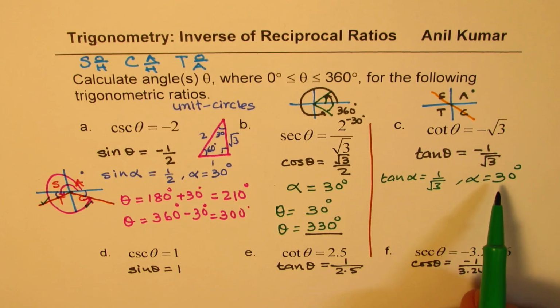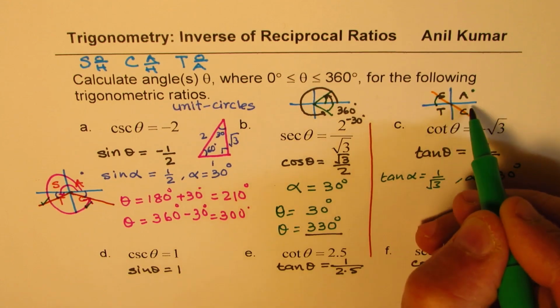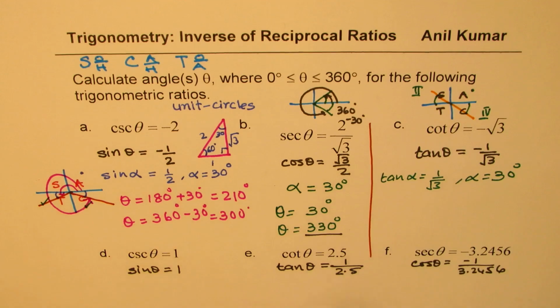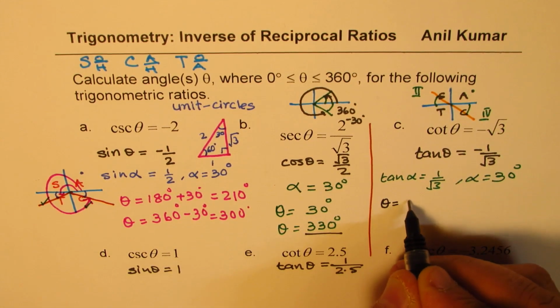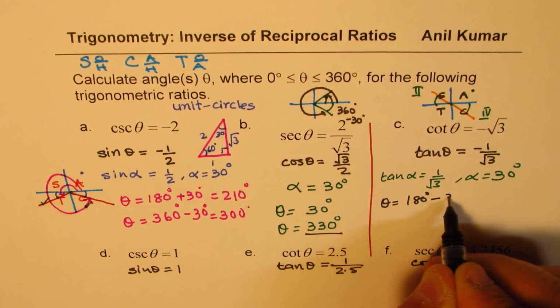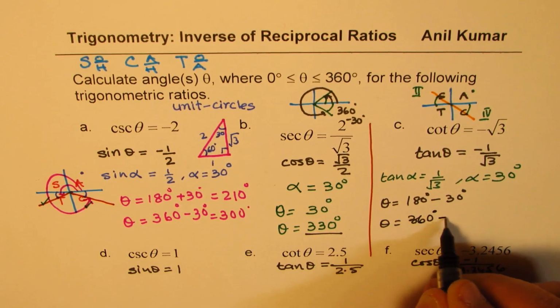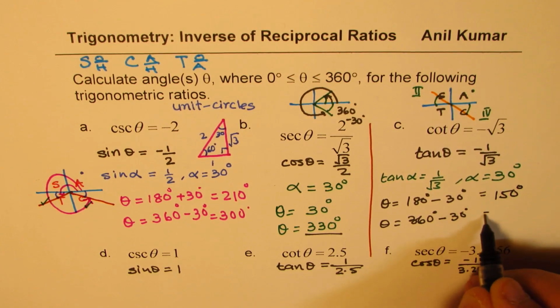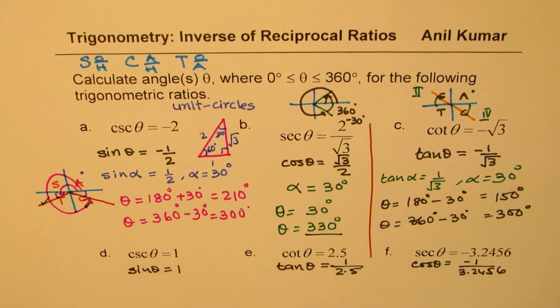Okay. Now what? Which are our answers? Our answer is the acute angle of 30 degrees within quadrant 2 and in quadrant 4. So the two answers should be what? Theta should be equal to 180 degrees minus 30 degrees. That is one. This other one is theta equals 360 degrees minus 30 degrees. So we again get the answers as 150 degrees and 300 degrees. Does that make sense to you? So I hope you are getting the point, right? So that is how we do it.